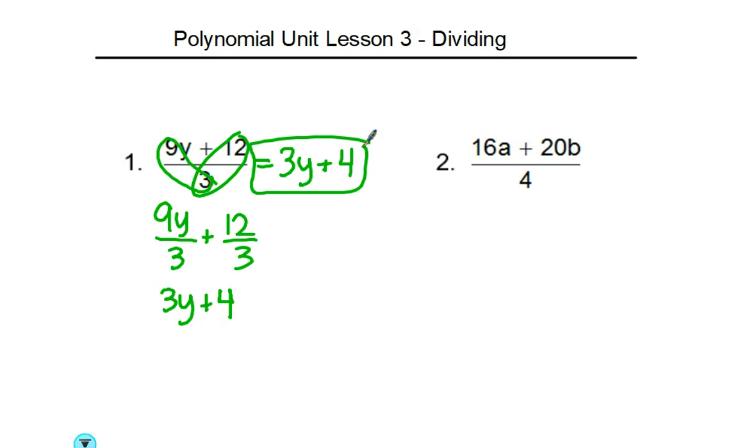Then we have this one again. Why don't you try this one, pause your note video, and then you can resume. For this one, you should have got 4a plus 5b. 16 divided by 4 is 4.